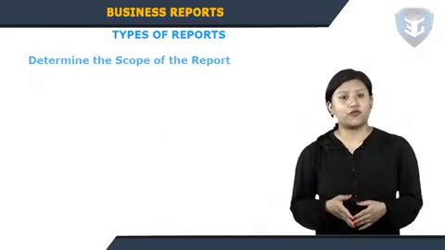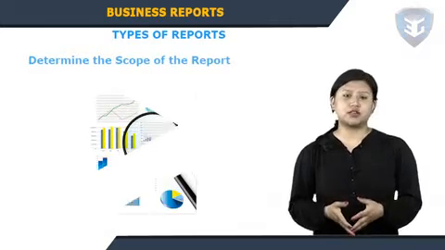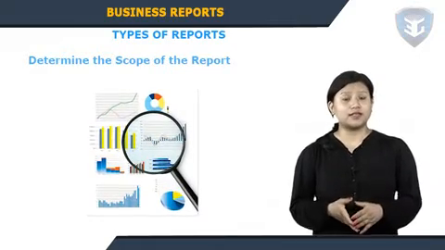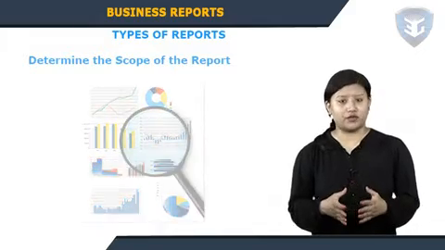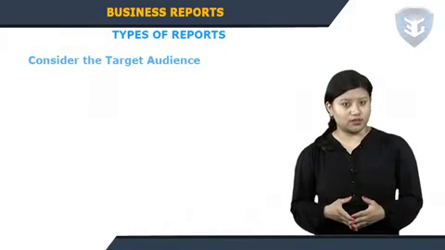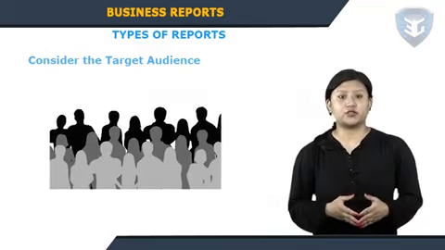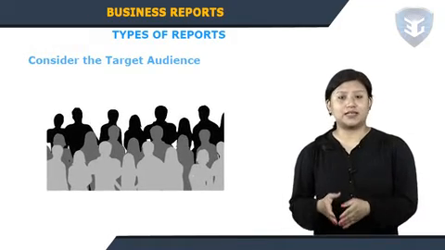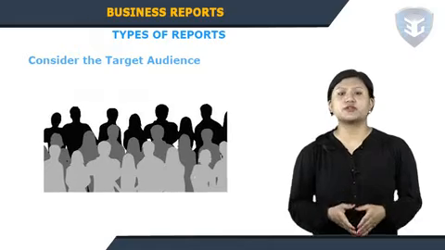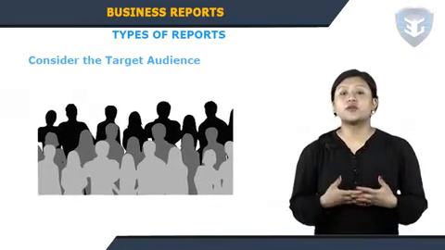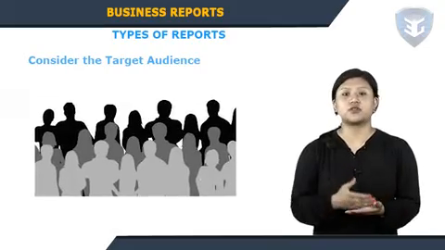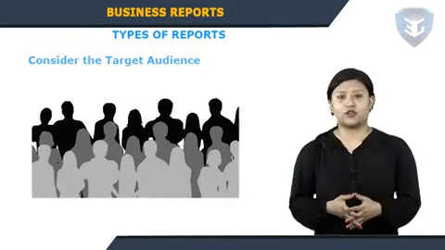Determine the scope of the report. A frequent mistake of many business reports is that the author makes the scope or the purpose of a report too general or vague. Consider the target audience. Always consider the business report's alignment with the intended audience. Business reports usually have a number of different audience groups to reach, so a report will often have a hierarchical structure to support different levels of detail.